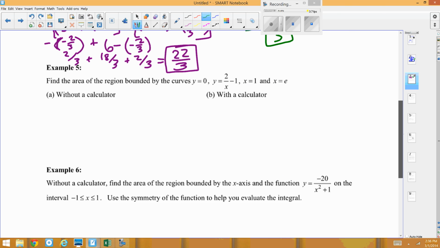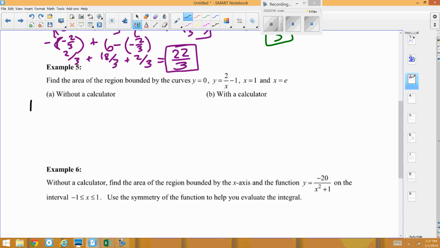All right, so we have two more problems like this. Find the area of the region bounded by the curves here. So it's good to sketch a graph. All right, so 2 over x, that's a hyperbola. So that's going to look something like this. All right, and we're only focused on the positive region right now, so I'm just going to worry about that. And we're going from an x value of 1 to an x value of e. So this is the area that we're talking about.